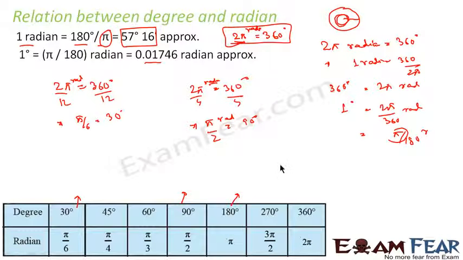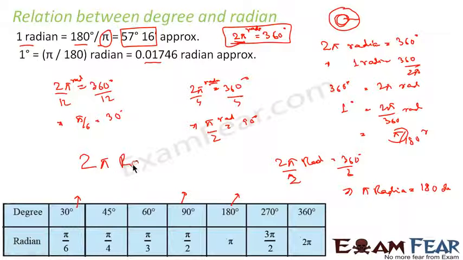Also, if you want to find 180 degree, again we use the same formula, 2 pi radian is equal to 360 degree, and then we divide the whole thing by 2. So what you get is pi radian is equal to 180 degree. So I think the relation is clear. This is the most important relation.